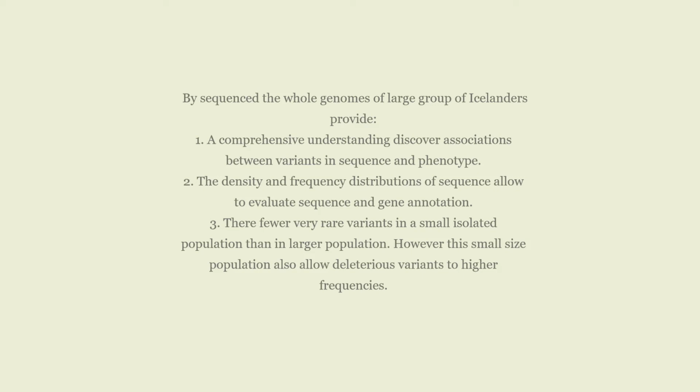The discussion from the study: sequencing the whole genome of a large group of Icelanders provides 1. A comprehensive understanding and discovery of associations between variants in the sequence and phenotype. 2nd. The density and frequency distribution of the sequence allow evaluation of sequence engine and notation. 3rd. Fewer very rare variants have been found in a small isolated population than in larger populations.